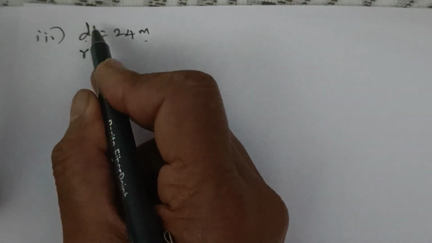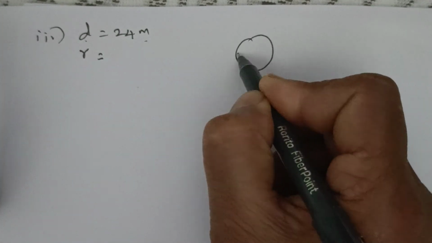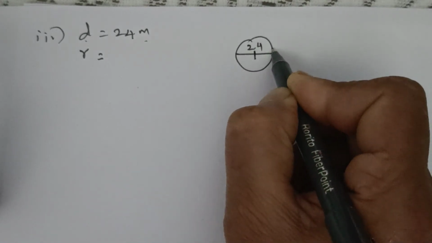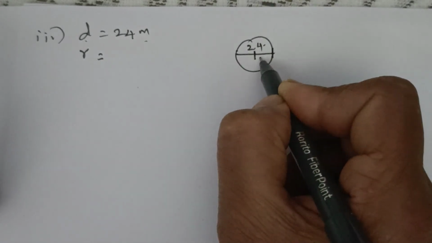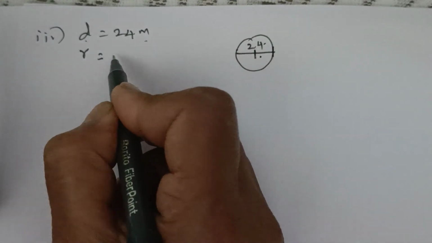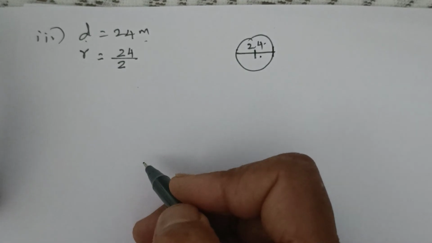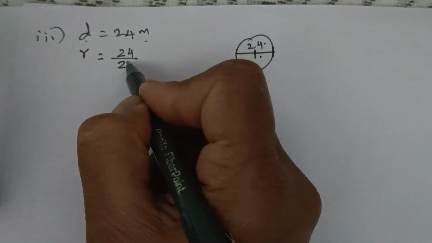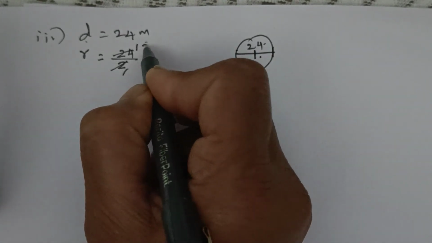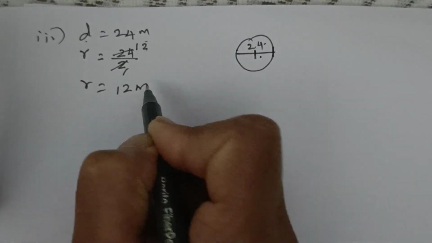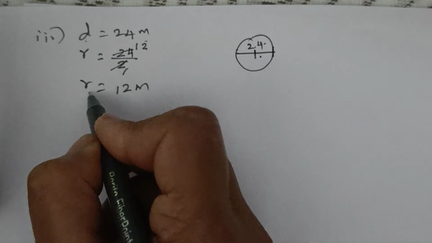Diameter is 2 times the radius. You have a circle. This diameter is 24. What is the radius? From here to here only is the radius. That is, half of the diameter is the radius. So how to find the half of 24? Divide by 2. Any number when you are finding half of it, we should divide by 2. So 2 ones are 2, 2 ones are 2, 2 twos are 4. So the radius is half of 24, which is 12 meters. Okay. Now we have the radius.